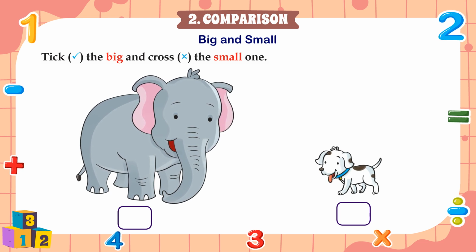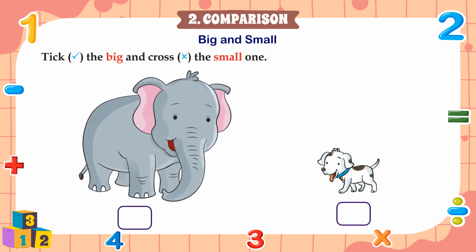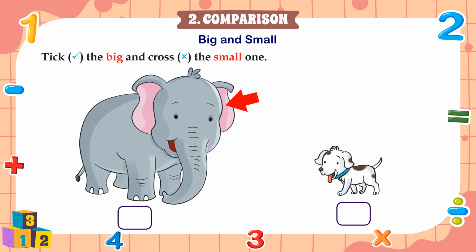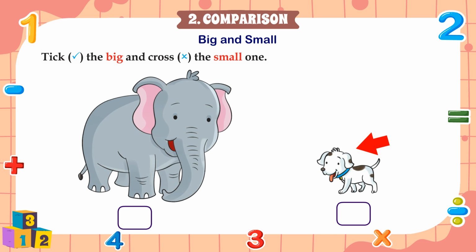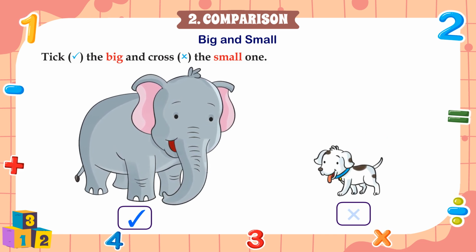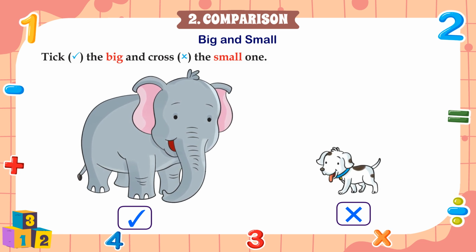Which one is bigger, the elephant or the dog? Yes, the elephant is big and the dog is small. So let's take the elephant and cross the dog.